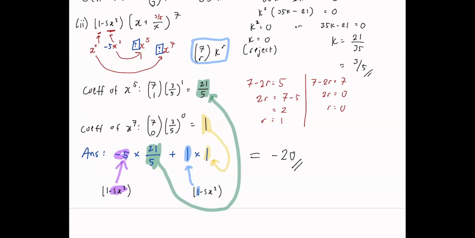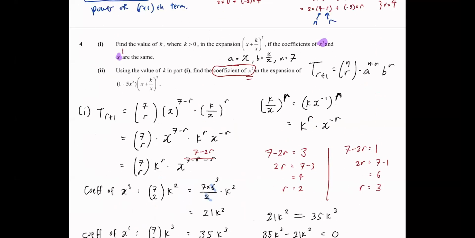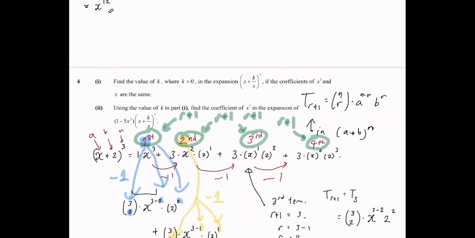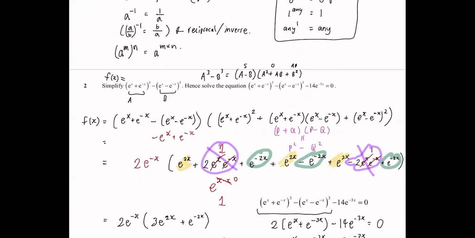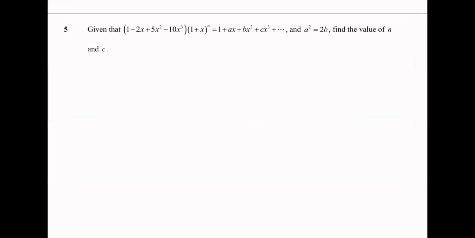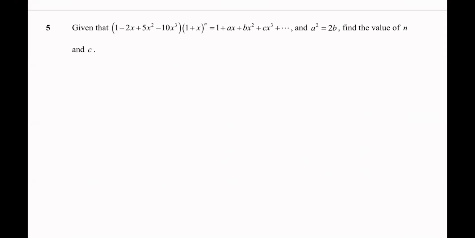Okay, good. That is part 2 done. Next one. Question 5. Okay, let's go. Given that you have this equals to 1 plus ax plus bx squared plus cx cubed, and a squared is 2b, find the value of n and find the value of c.